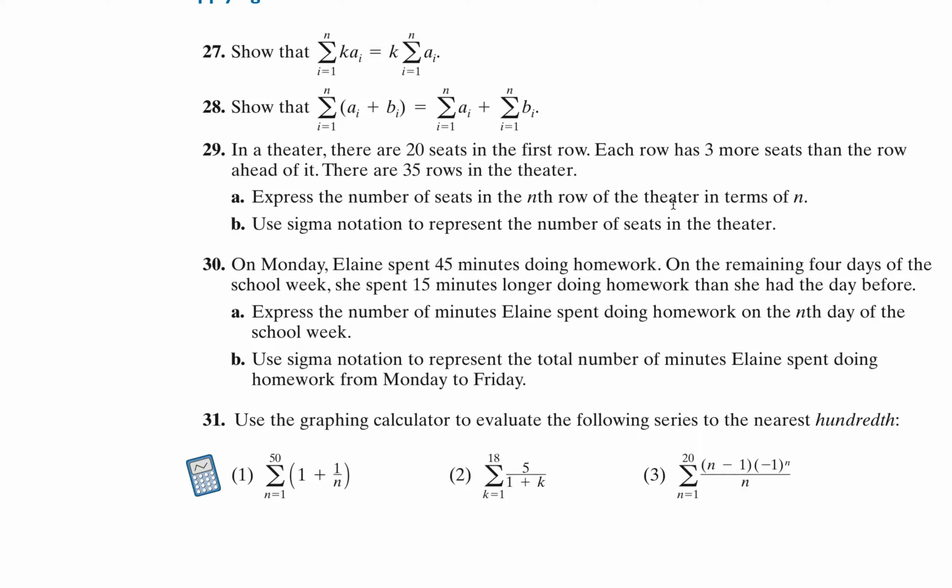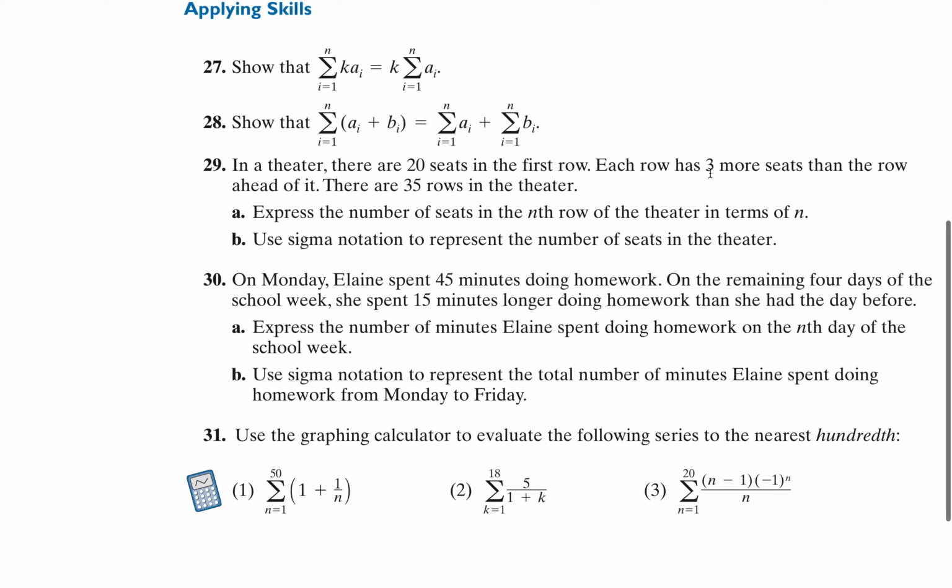So we have the following sequence. The first term is 20. The second term is 23. And we have a sum where k starts from 1 and goes to 35.